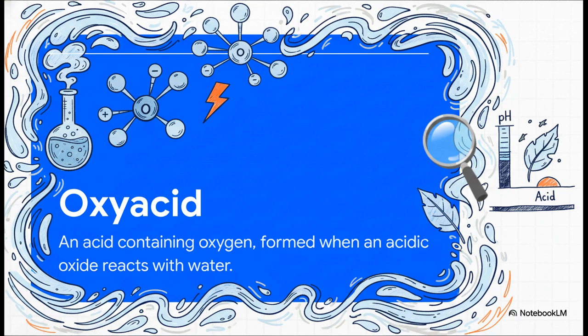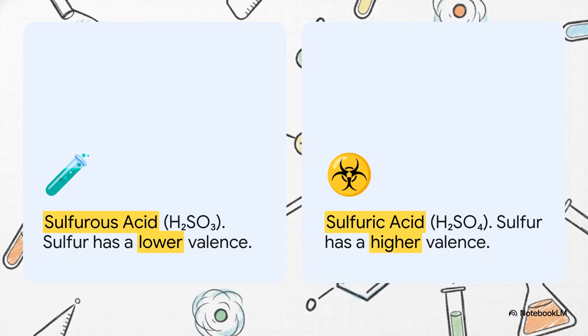It's an acid that contains oxygen. And there it is again, our old friend, the OS and IC rule. Sulfurous acid comes from the anhydride where sulfur has a lower valence. And the world-famous sulfuric acid? That comes from the one where sulfur is using its higher valence. It's the exact same logic we saw with iron.